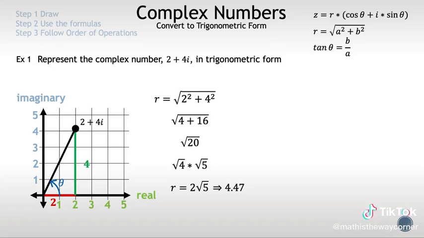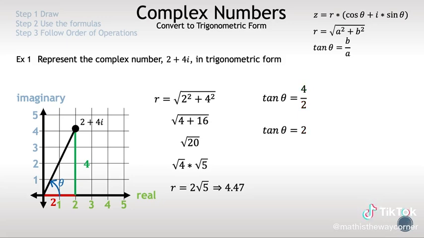Now we need to find the argument, or theta, or the angle. Luckily for us, our point is in quadrant 1, so we only have one step to find theta. Since we have a right triangle, we can use tangent to find our missing theta. Remember, tangent is the opposite side length over the adjacent side length. Let's substitute 4, the opposite side length for b, and 2, the adjacent side length for a. So now we have tangent theta is equal to 4 over 2.